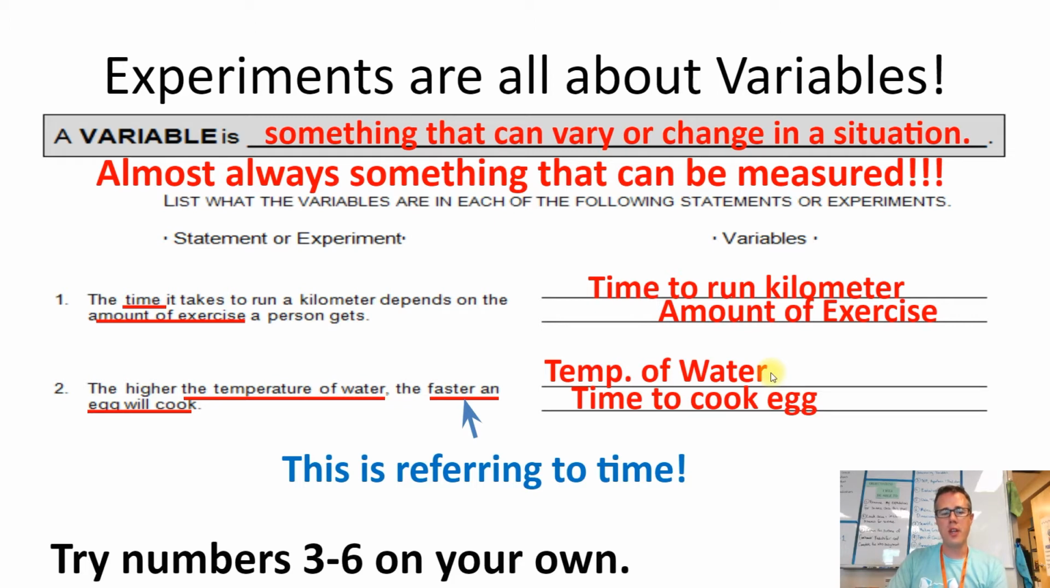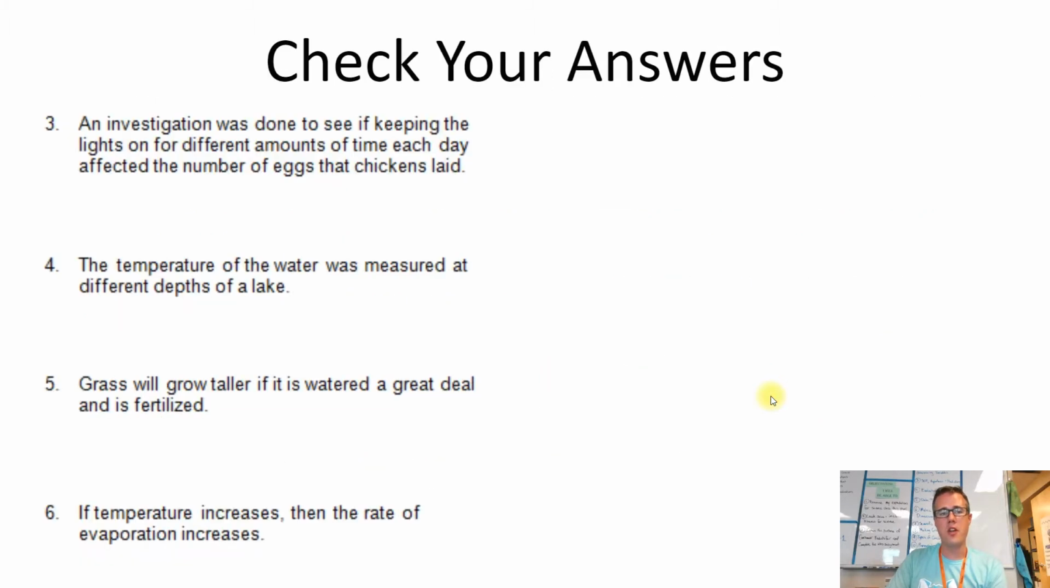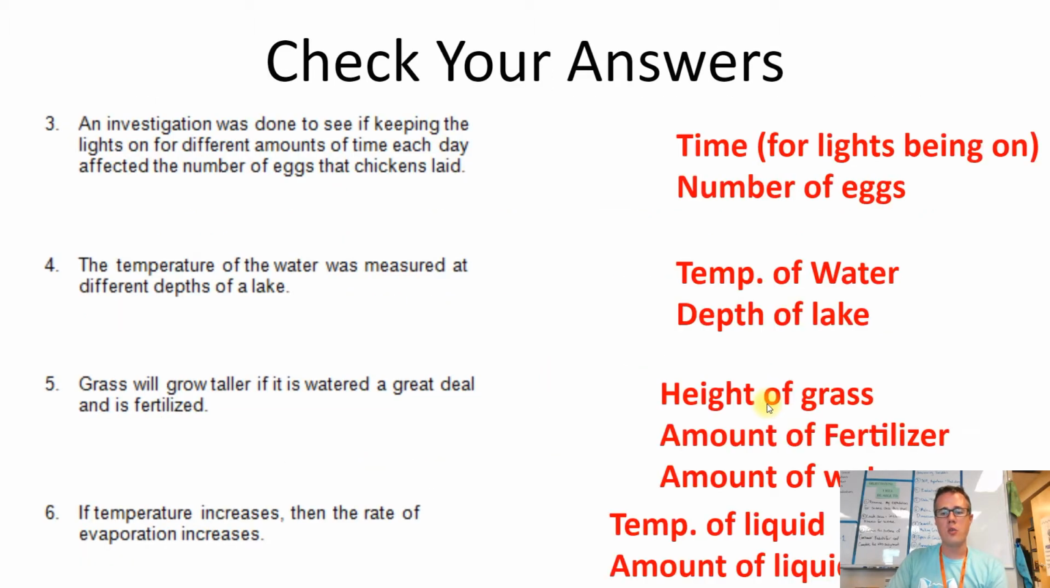I want you to pause this video and try numbers 3 through 6 on your own. If you're still watching, you've finished 3 through 6, let's check your answers. So here's what I have for each one of my answers. You can pause this video and double check. If there are any one of these that you're like, wait a second, that doesn't sound right, that's your cue to raise your hand and ask for help from me in the classroom. You'll notice that number 5 has 3 things that are changing in it. So if you need to pause this video and ask for help, now would be the time to do that.